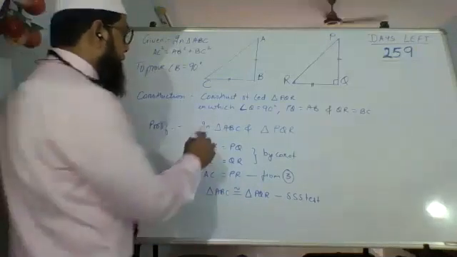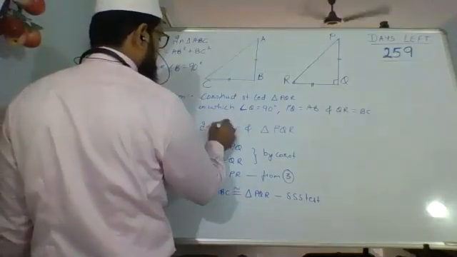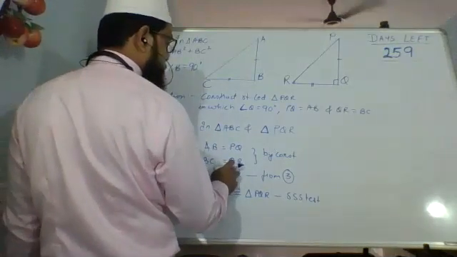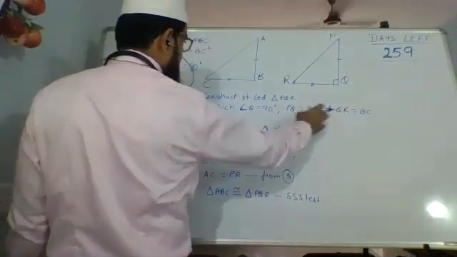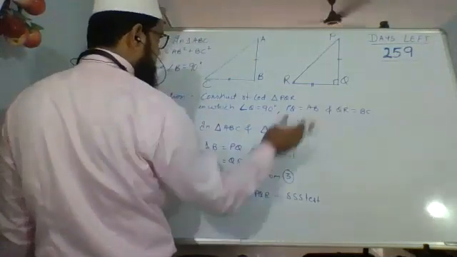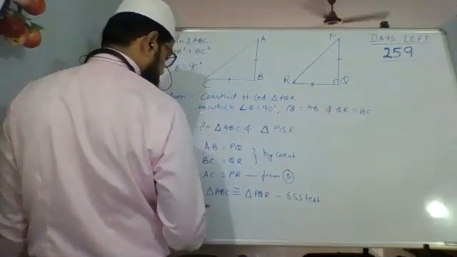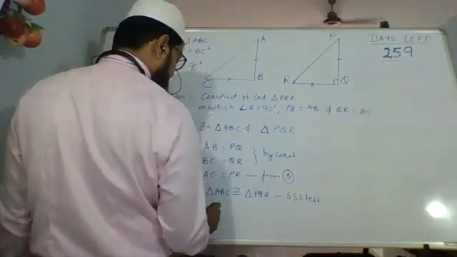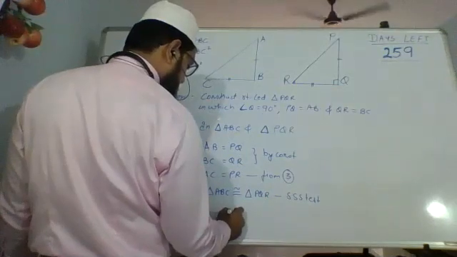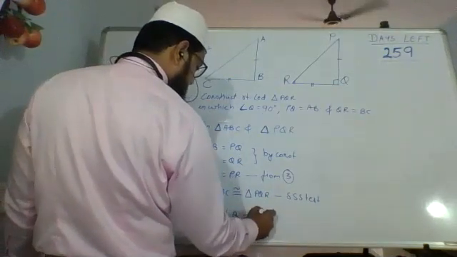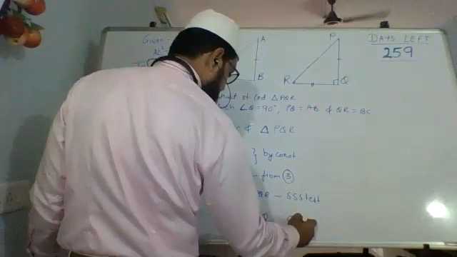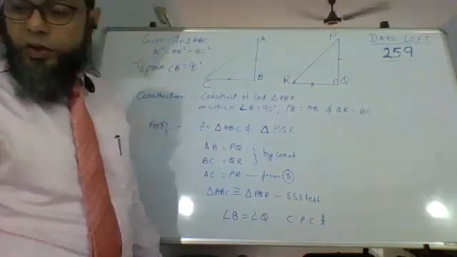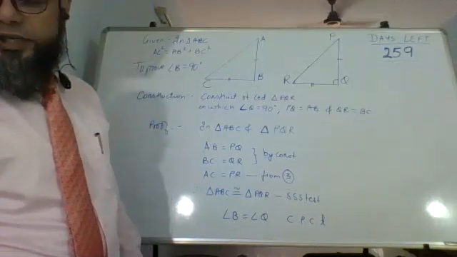Okay. In the two triangles, triangle ABC and triangle PQR, AB equals PQ, BC equals QR by construction. This we have done in the construction. And AC equals PR, which we have already proven just before this, equation number 3. Therefore, the two triangles are congruent by SSS test. Therefore, angle B is equal to angle Q, corresponding parts of congruent triangles, CPCT.